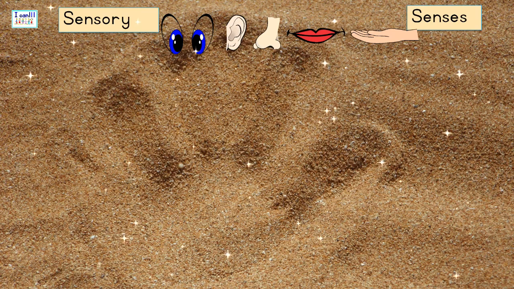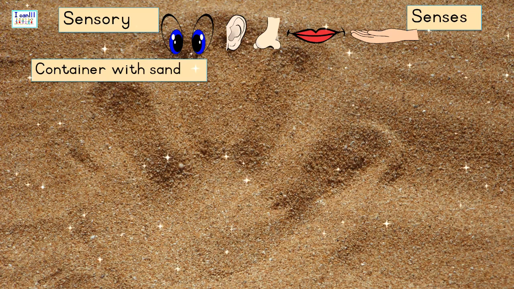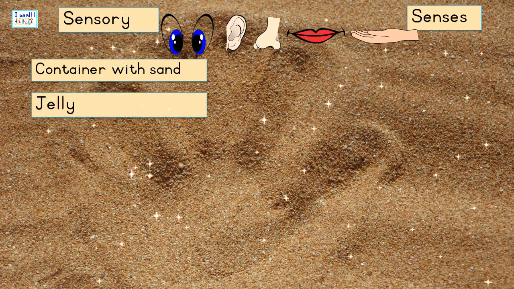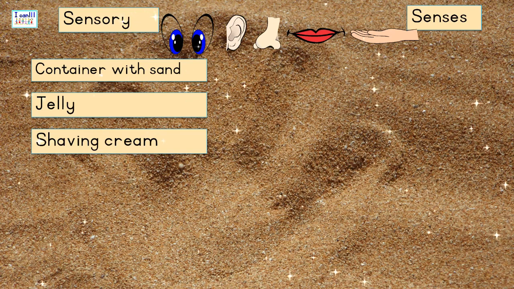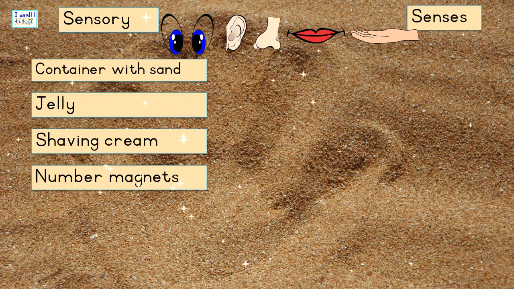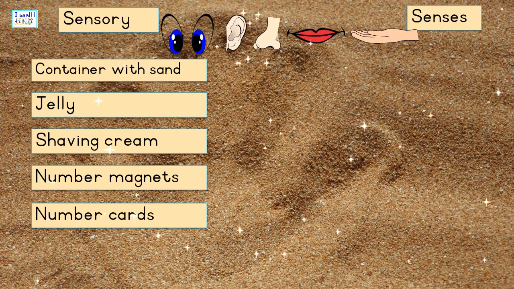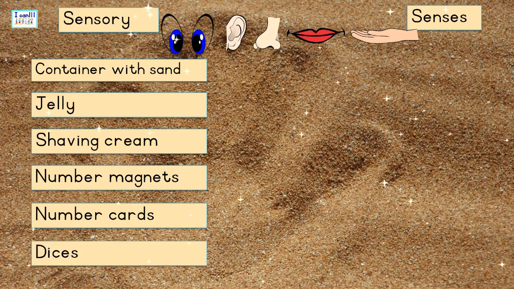Here's a couple of ideas that you can use to exercise your number combinations in, or material that you can use. There are loads more. Be creative. A container full of sand, jelly, shaving cream, number magnets, number cards. And why not use dices?